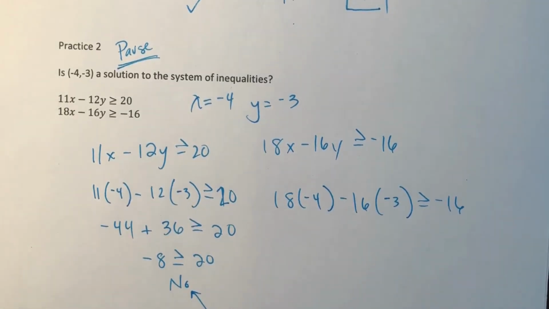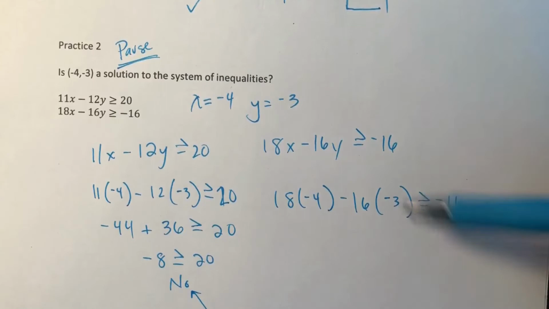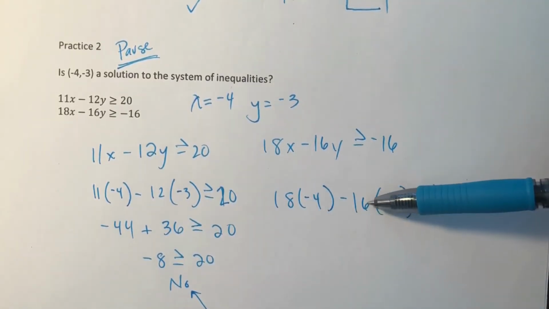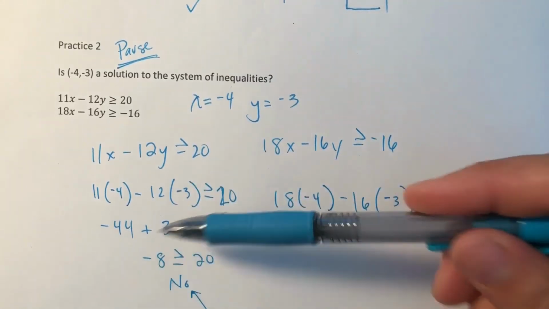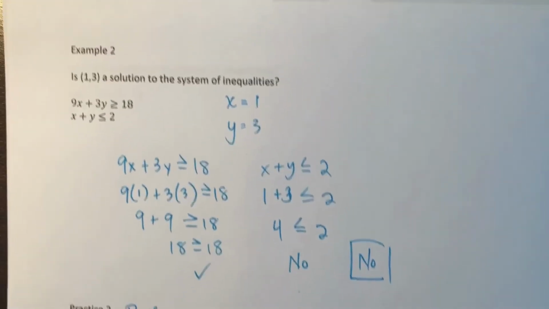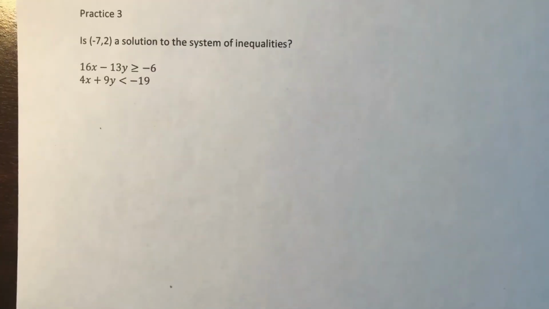Negative 44 plus 36 is greater than or equal to 20. Is negative 8 greater than or equal to 20? No. So the second I get a no, no means no. So there would be no way that this could be a solution to the inequalities. So you would put no. You don't even need to solve the second one unless you want to. But if you double check your results from the first one, you'll still see that it's a no. You only need one no for it to not work.